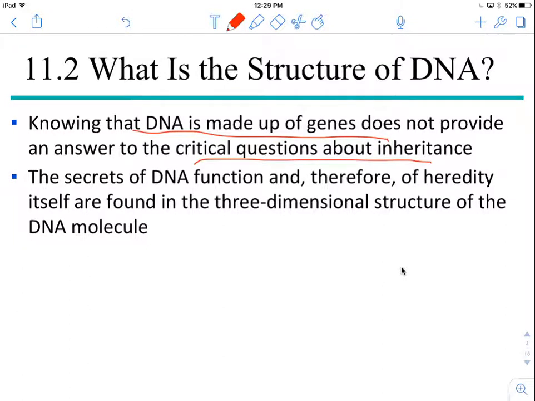How do genes do what they do? So we're going to get into that a little bit. We're going to start with the structure of DNA, because if we want to know the function of DNA, we have to know about the structure, because again, structure and function. I say structure, you say function. Structure. Well done.